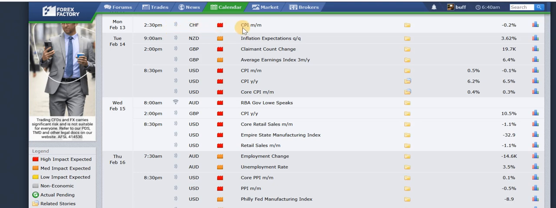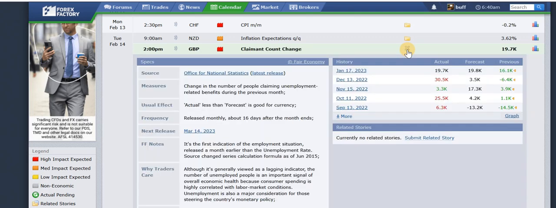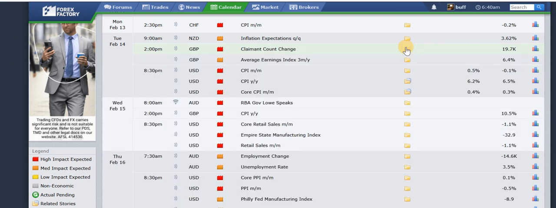So Monday we've got out of Switzerland CPI numbers. Tuesday out of the UK some claimant count change, whatever that is. If you want to know what they are, just click on this little yellow envelope box on the right here, and it tells you what it is. You can read that if you want. It doesn't really interest me.